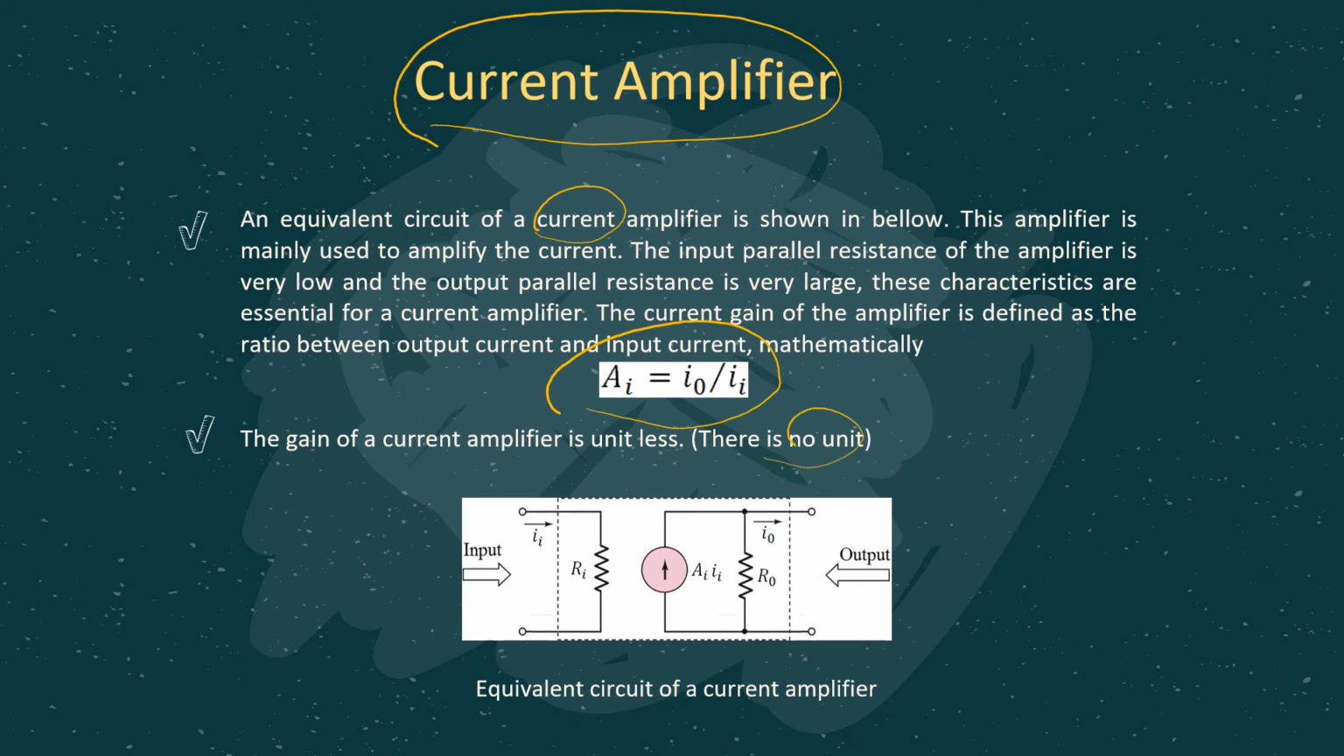But what I want to highlight here is that for the current amplifier, the equivalent circuit is a little bit different from the voltage amplifier. We still have the three main properties, remember: Ri, the gain, as well as R0. But in this case, R0 is in parallel to the gain. Remember just now for the voltage amplifier, R0 is in series, but in the current amplifier, R0 is in parallel to AIII. This is the current gain. So we still have the three main properties, Ri, AIII, and R0, but in this case, R0 is in parallel.